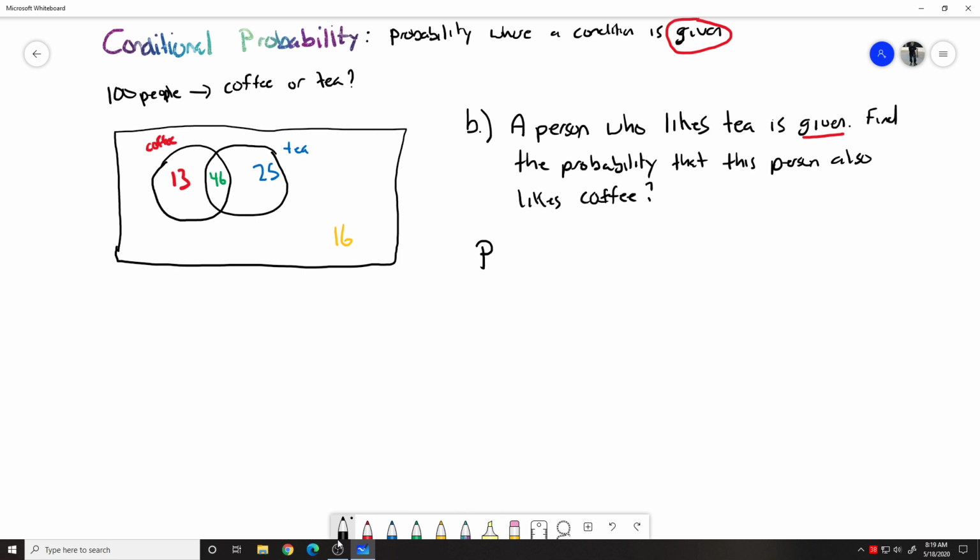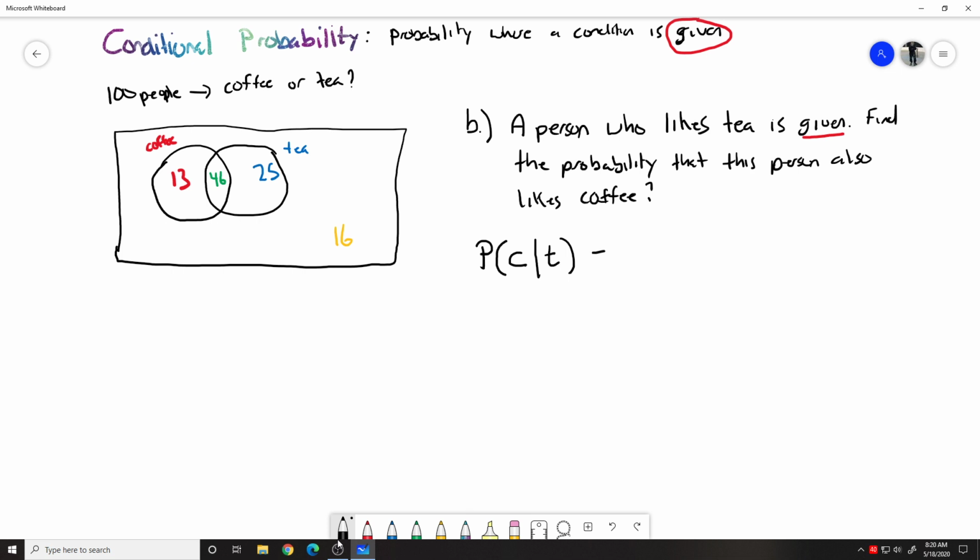It just doesn't have the multiplication because there's not more than one pick, okay? But it sort of looks like one. This is asking me, find the probability that somebody likes coffee, and here's the condition, given that we're given a tea person. So our question is asking us to find the probability that a person likes coffee, but we're restricted to only looking at the people that like tea. So that's the condition that we're given.